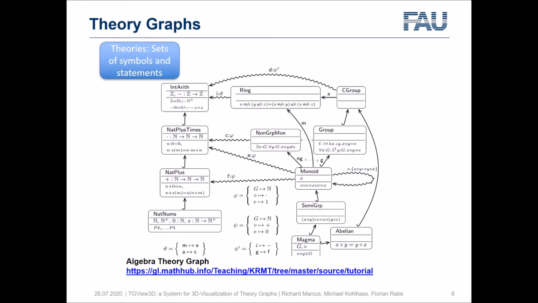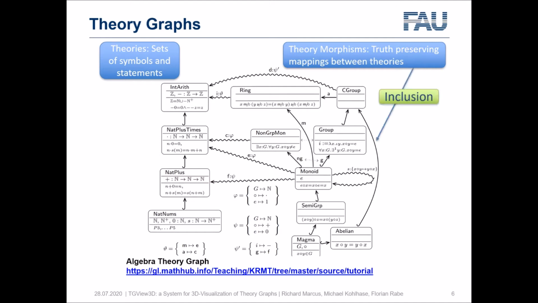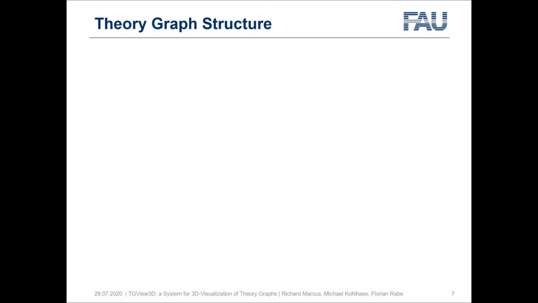We have theories as nodes and theory morphisms between theories. The most important ones are inclusions, which are responsible for representing inheritance relations, and views for other relations between nodes. Their exact meaning is not so important for this presentation. We really need to view them from the graph perspective.